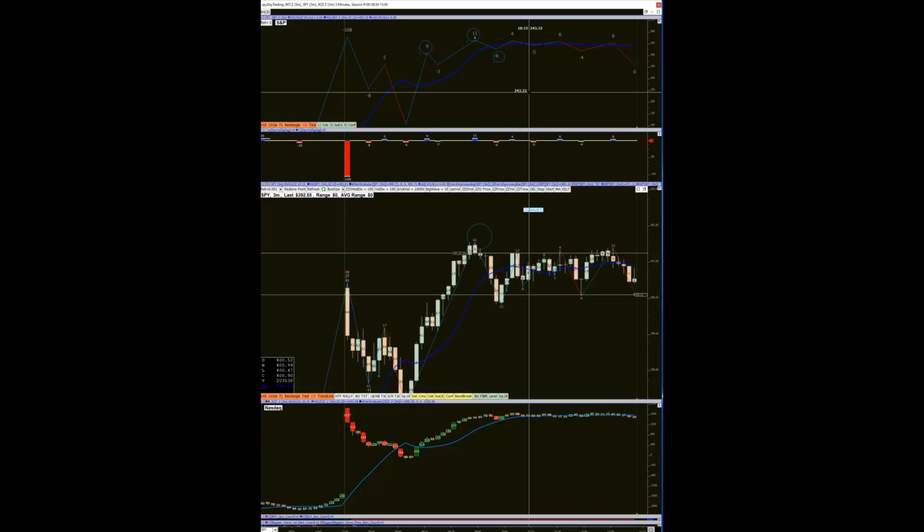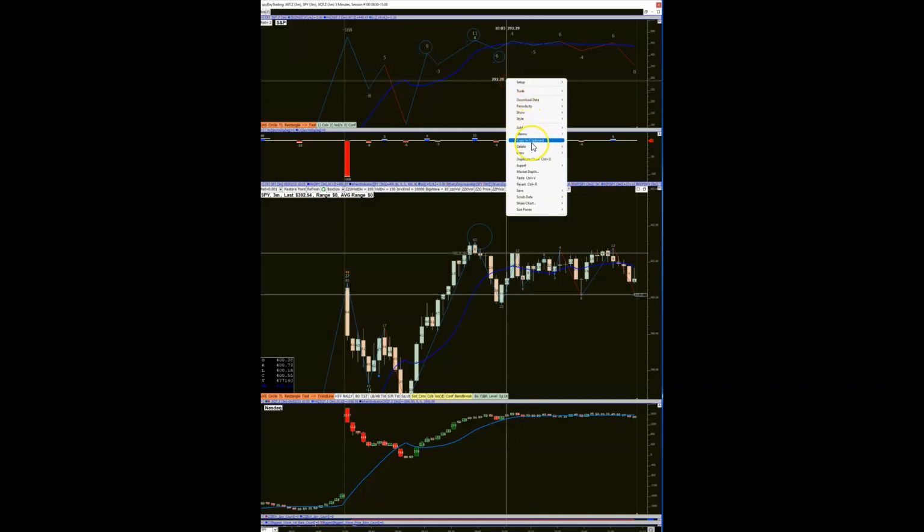This is the way to read wave volume. You are first and foremost, and let me write this down.